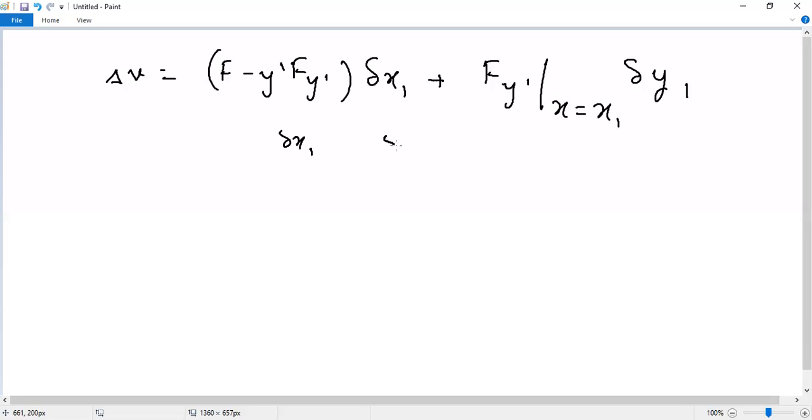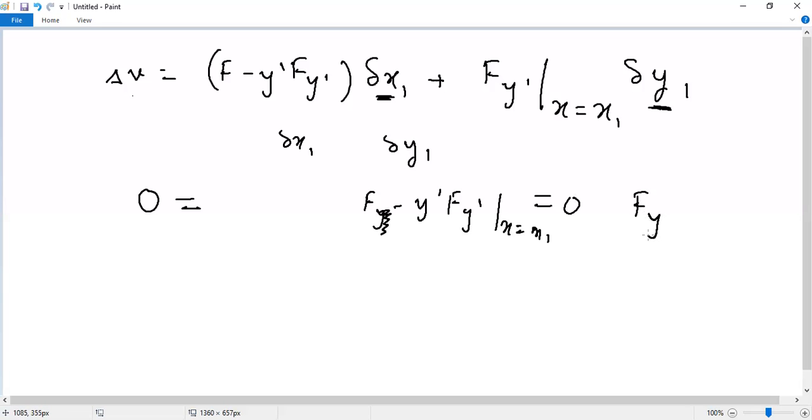Now, suppose this delta x1 and delta y1 are varying independently. What is the necessary condition for the extremum? We are looking at an extremum, so delta v will be equal to 0. What will that imply? 0 is equal to this equation. And we have said that delta x1 and delta y1 are varying independently. What does that tell us? That means the coefficients should be equal to 0. That means f minus y dash f y dash at the point x equal to x1 is equal to 0, and f y dash at the point x equal to x1 is equal to 0.